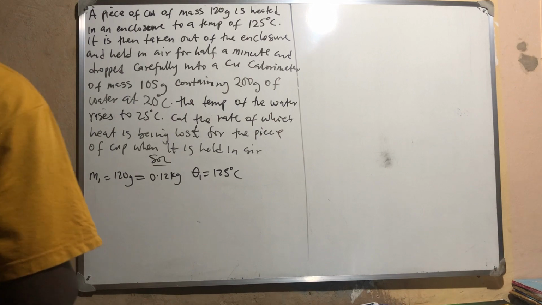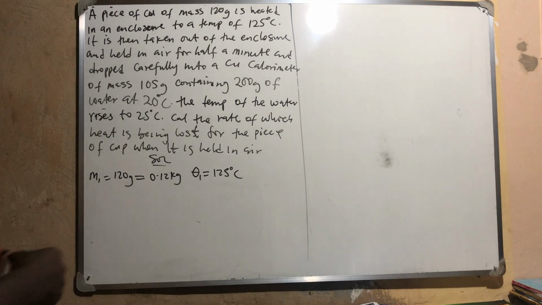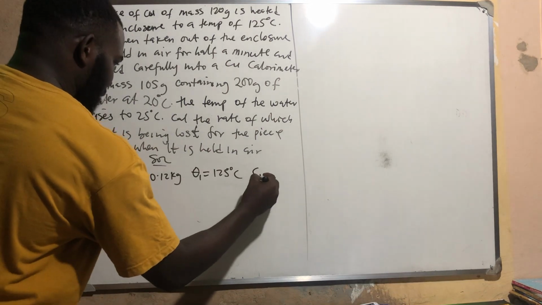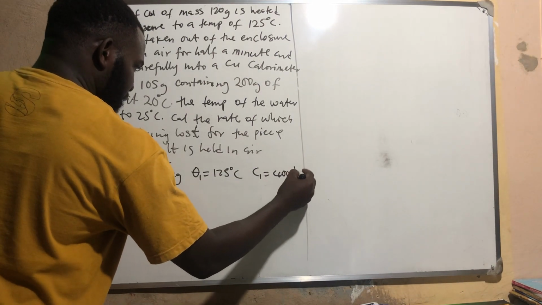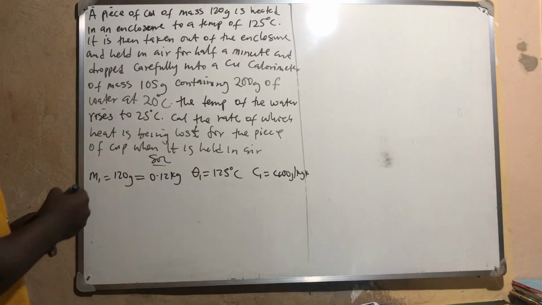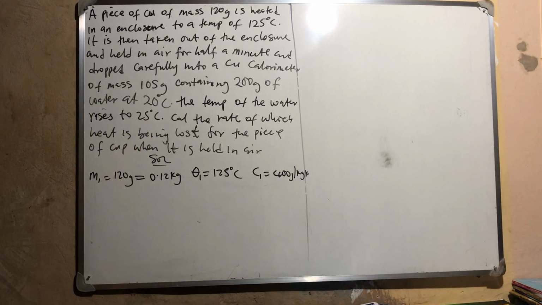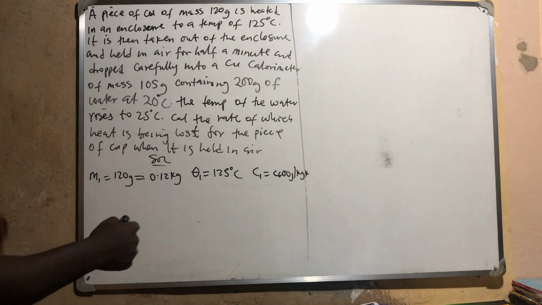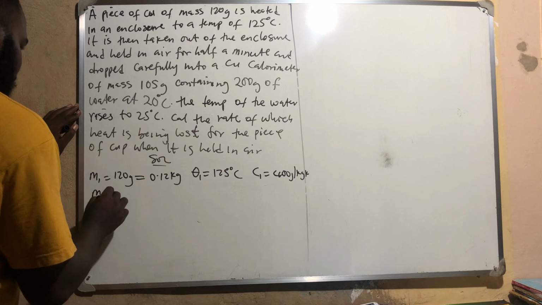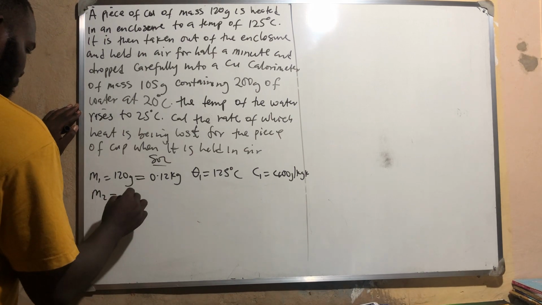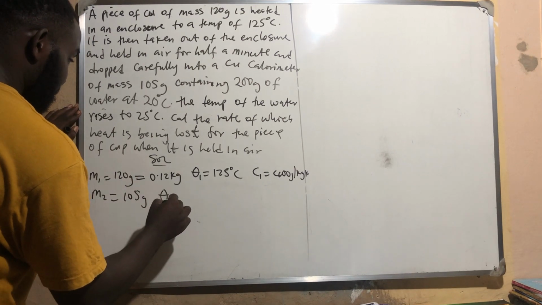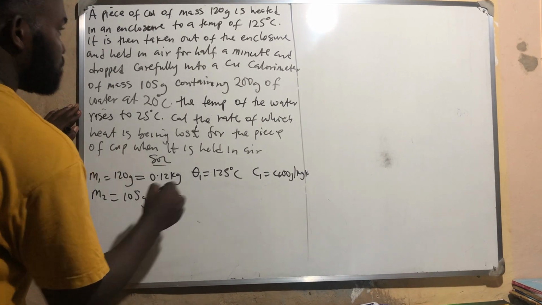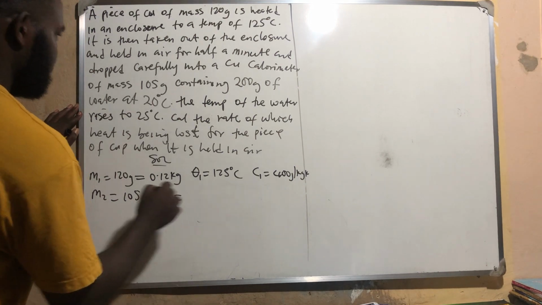Then it is taken out of the enclosure and held for some minutes. But I know that the specific heat capacity of that copper is 400 joule per kg per Kelvin. It doesn't change. So we now have that it is held for some minutes and dropped carefully into the copper calorimeter. So my M2, mass of the calorimeter, is 105 gram. The temperature of that calorimeter, T2, is what? The temperature is 20.